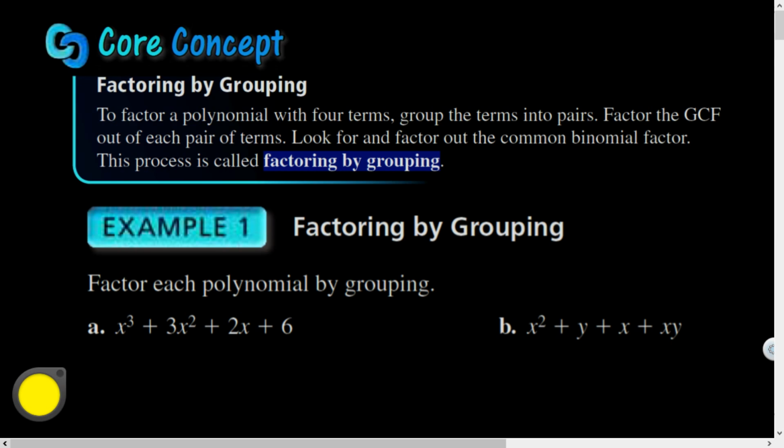So here we go. First thing we're going to talk about is factor by grouping, which you guys actually already know how to do. I might write this as step 4 from the AC method. You guys might remember that AC method.